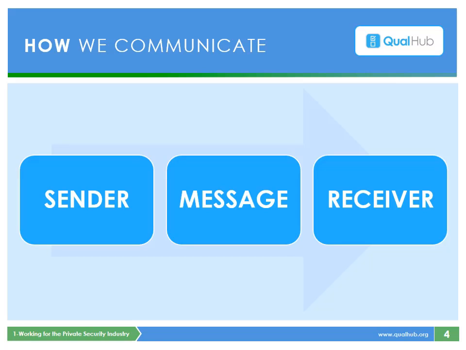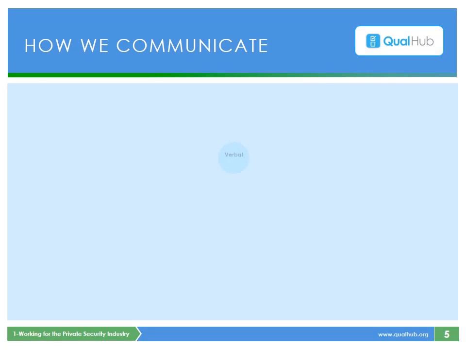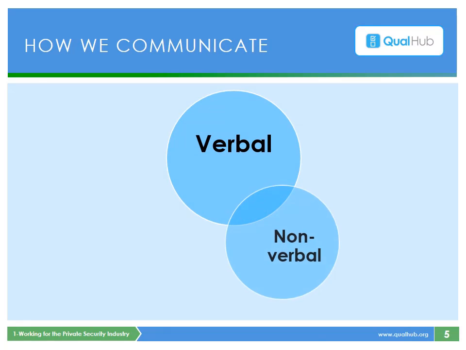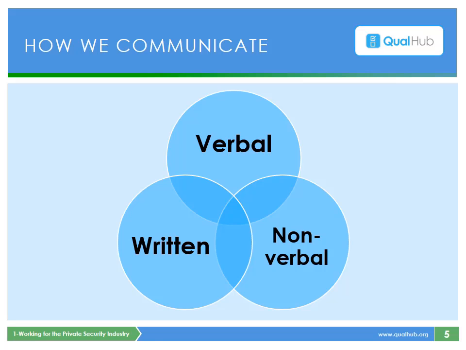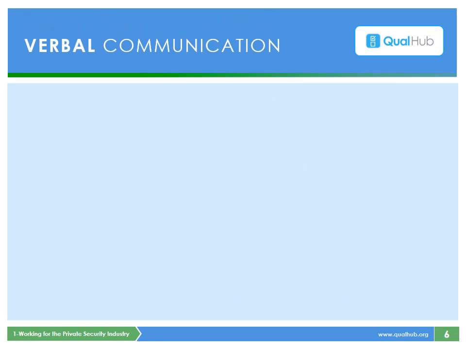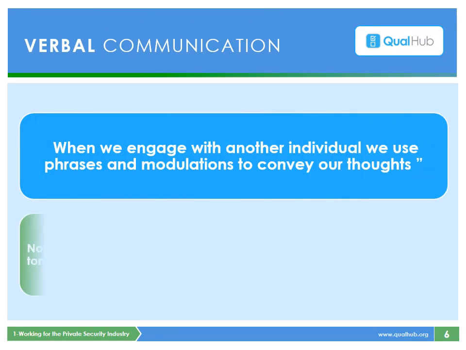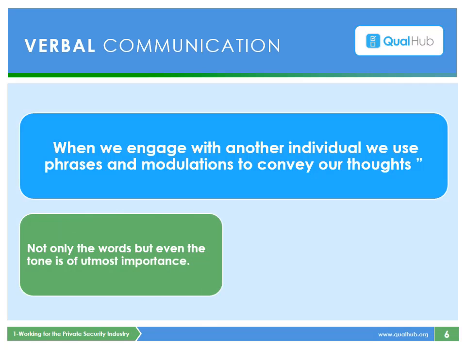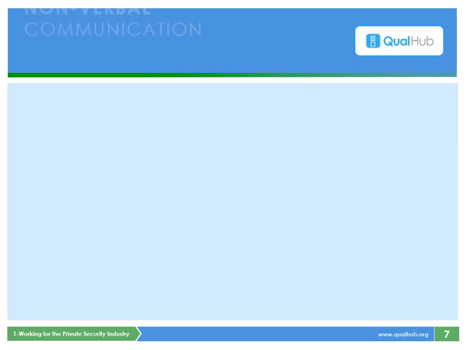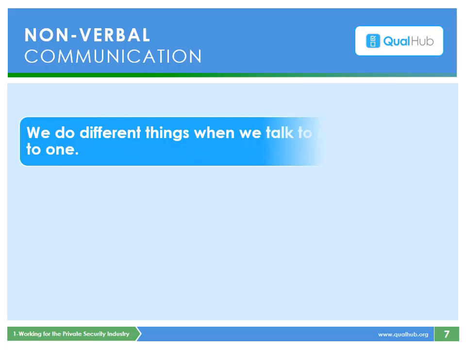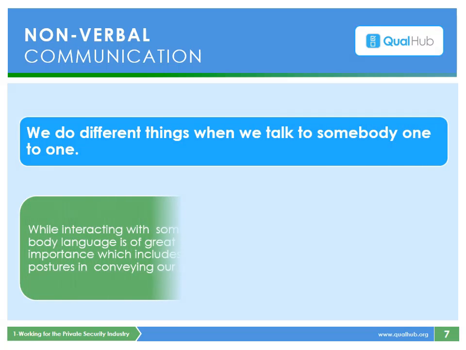We communicate using three different forms. They are verbal, non-verbal, and written. Our verbal communication is made up of words and tone. Non-verbal is actually referring to body language, and written refers to written such as letters, emails, reports, etc.